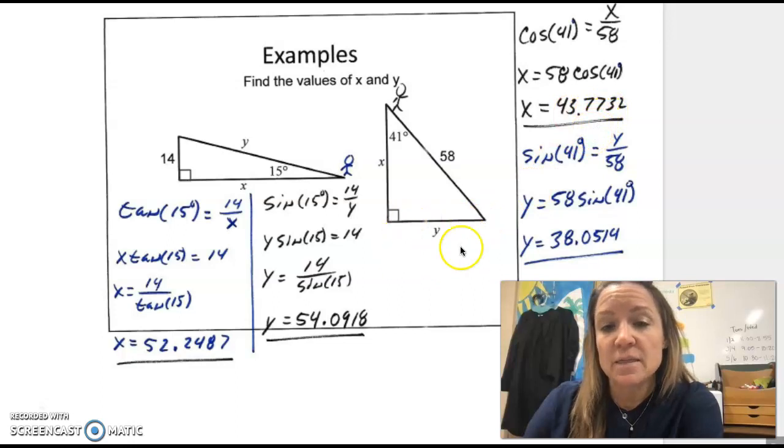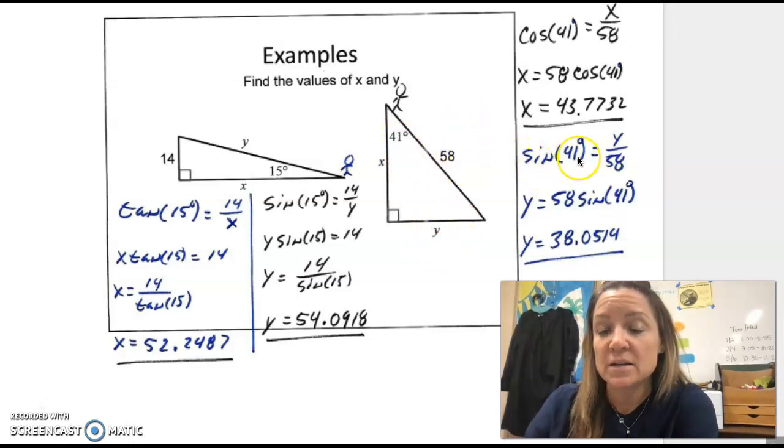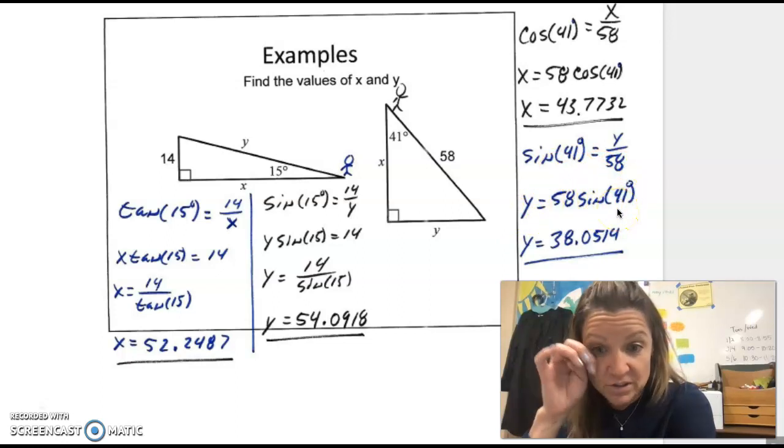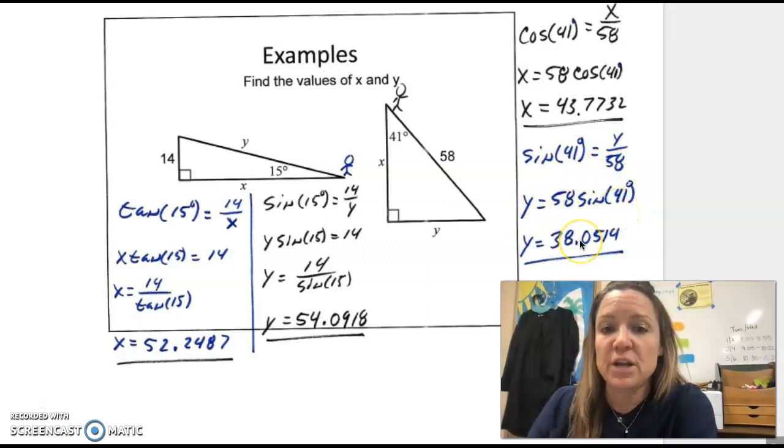Okay? Then to solve for y, we look and see this is the opposite and this is the hypotenuse, so we use sine. Sine of 41 is equal to the opposite, which is y, over the hypotenuse, which is 58. Do the cross product again. 1 times y is y, and 58 times the sine of 41. If you punch that in the calculator, make sure it's in degree mode, and you get 38.0514.